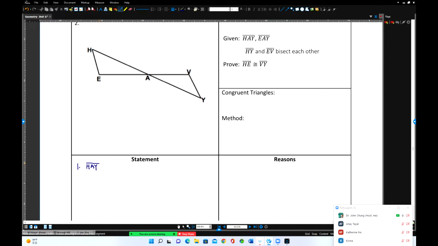HAY is a straight line, and EAY is a straight line. This is given. Second one is HY and EB bisect each other.